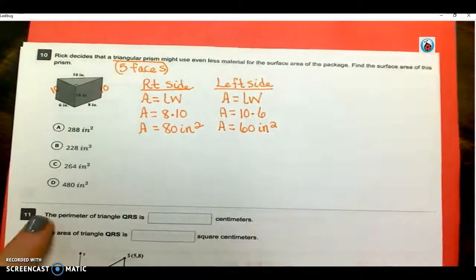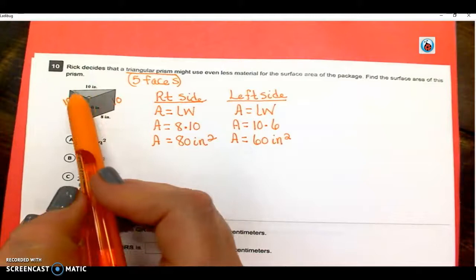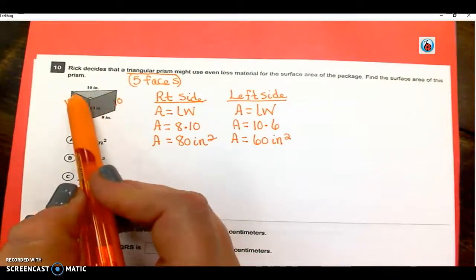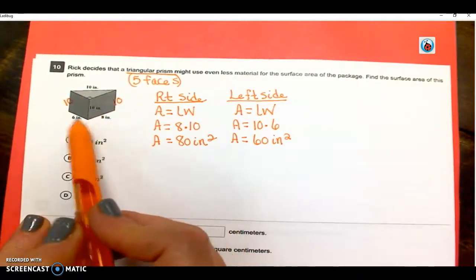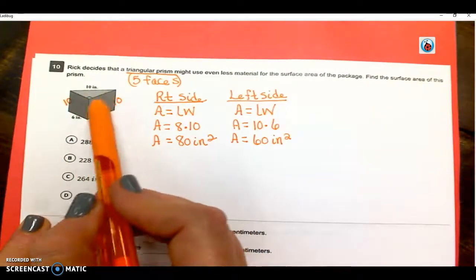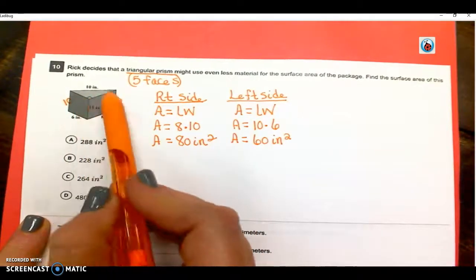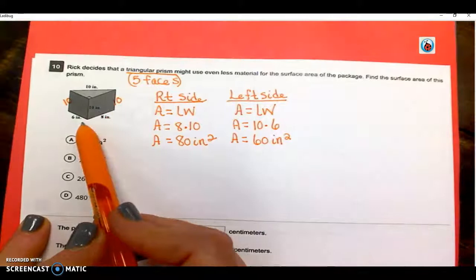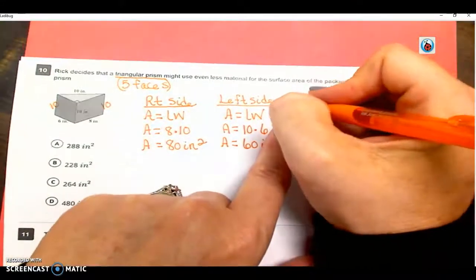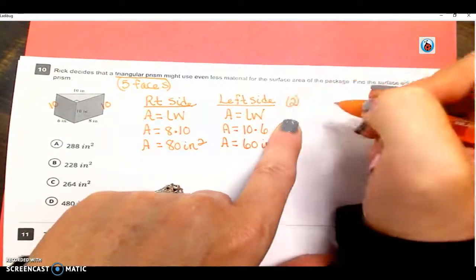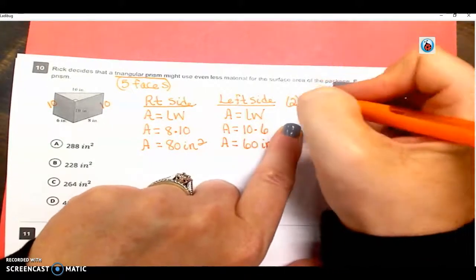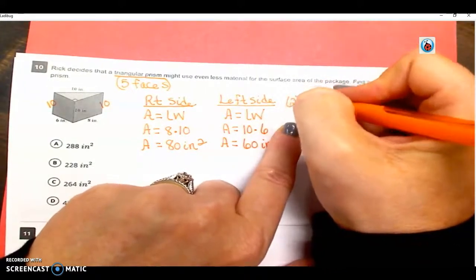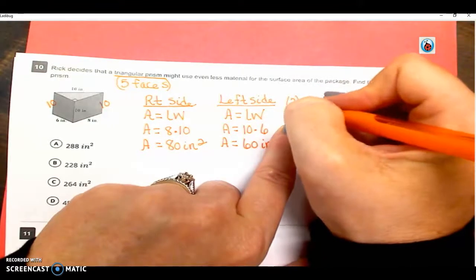All right, now if we look at this a little closer, I'm going to call that the top, and directly below it would be the bottom. So as we can see, those are going to be the same triangle. So I'm just going to say 2, because we're looking at 2 that are the same, which is going to be the top and the bottom.